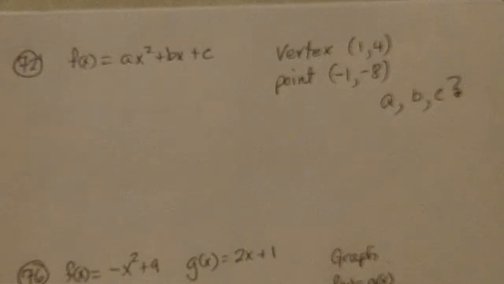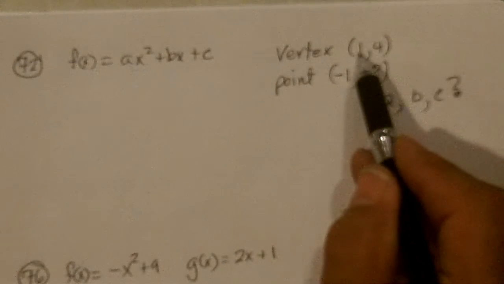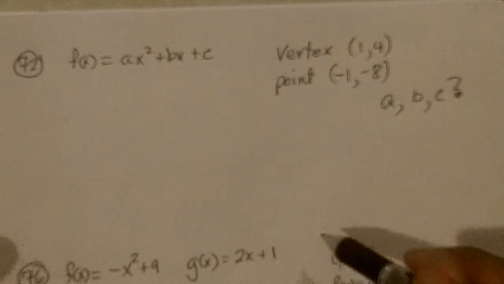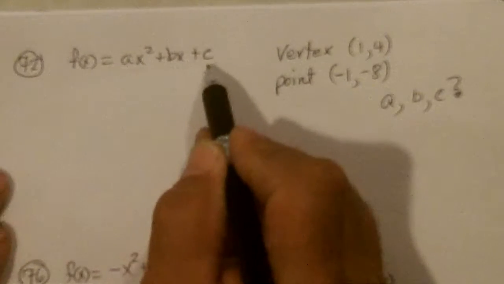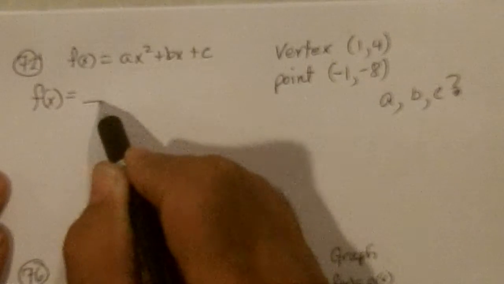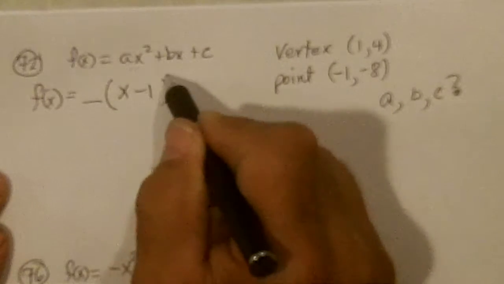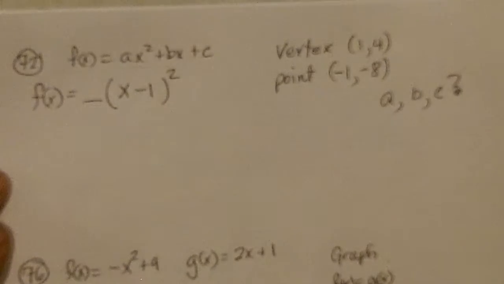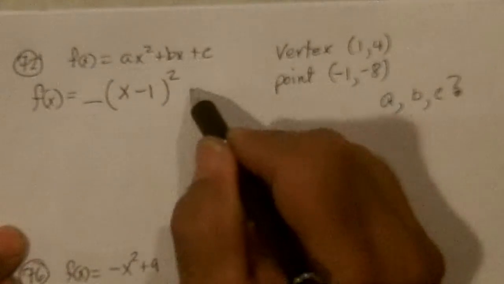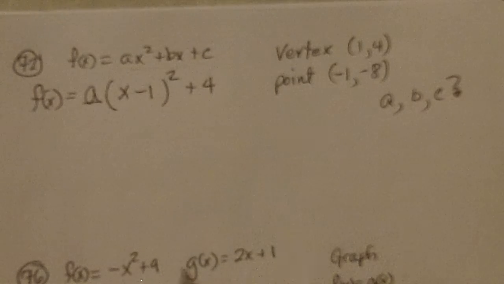72. It says we got an equation and it has a vertex at 1, 4. Well, instead of writing this form, let's write the other form. That means it's f of x equals some number times, if the vertex is at 1, it's got to be x minus 1 squared. And it must be moved up 4. We just don't know what the vertical compression or stretch is.